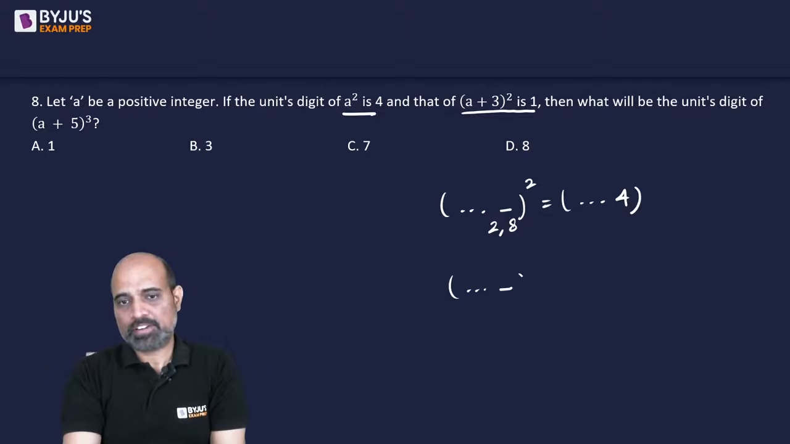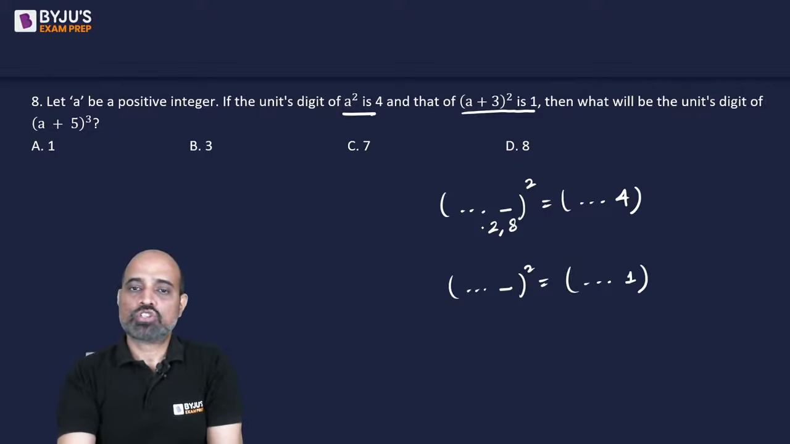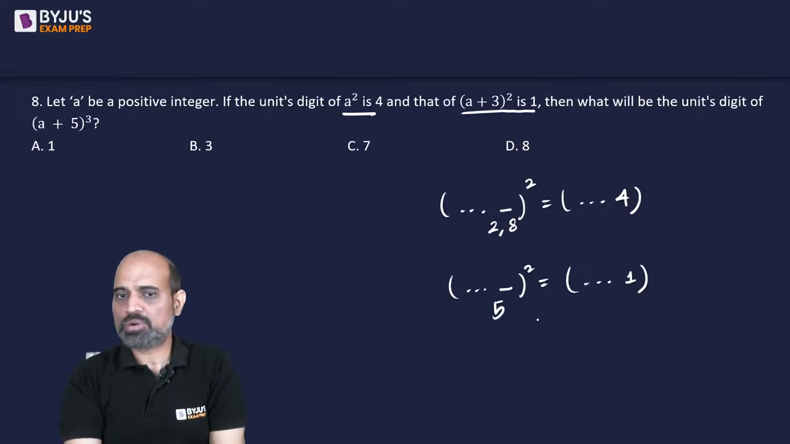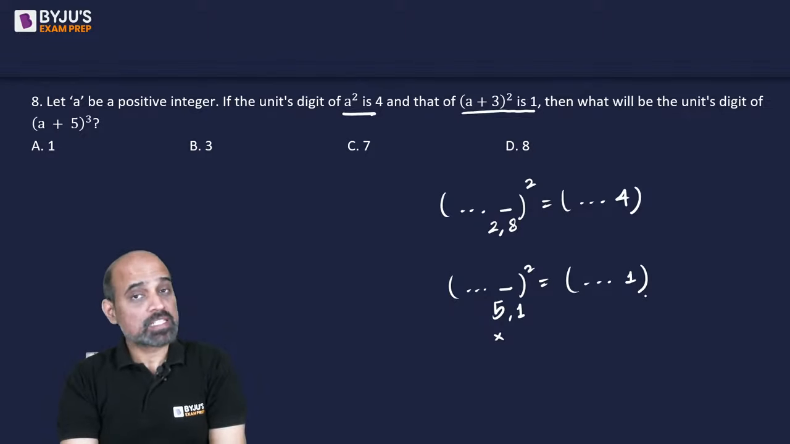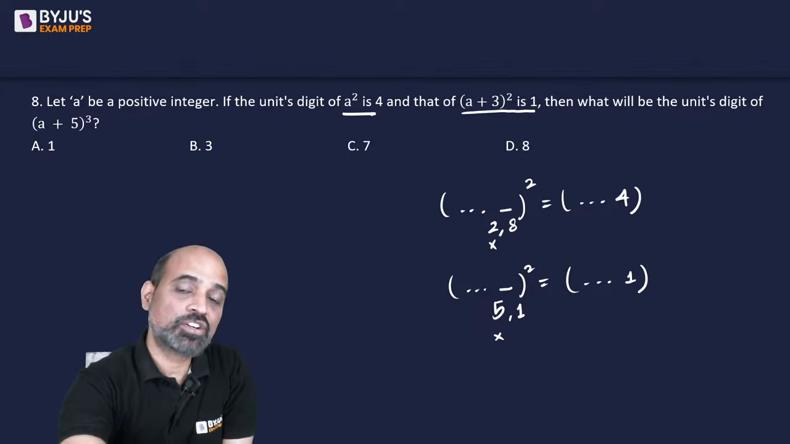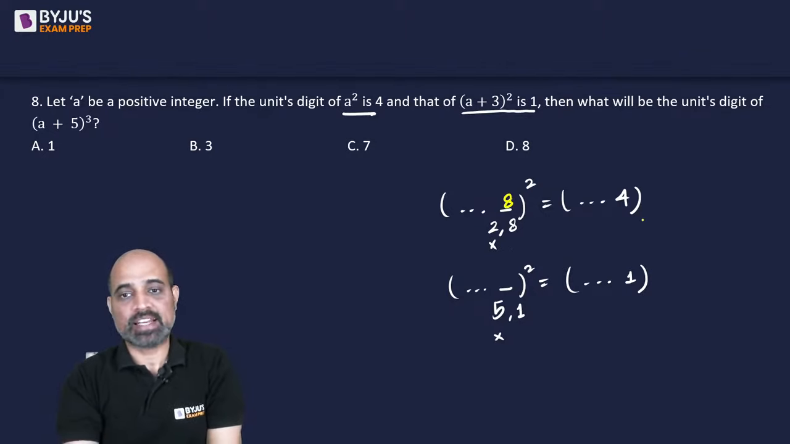What shall we have here so that it ends in 1? If I take 2, then 2 plus 3 is 5, will the square of 5 end in 1? No. If I take 8, 8 plus 3 is 11, so 1, and the square of 1 ends in 1. Absolutely. So we can say that the last digit of A was 8, such that 8 square ends in 4. 8 plus 3 is 11. So 1 square ends in 1.